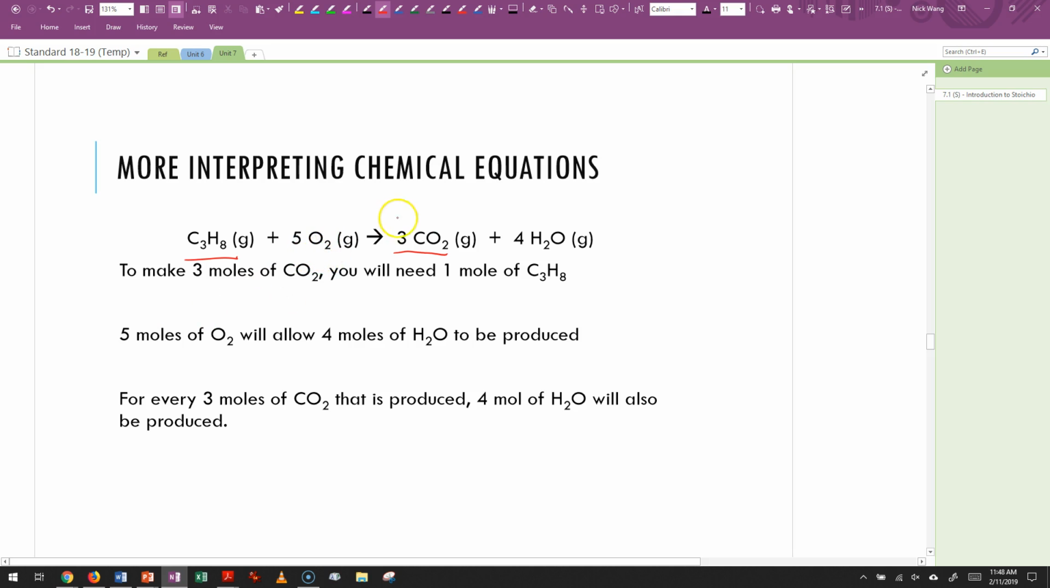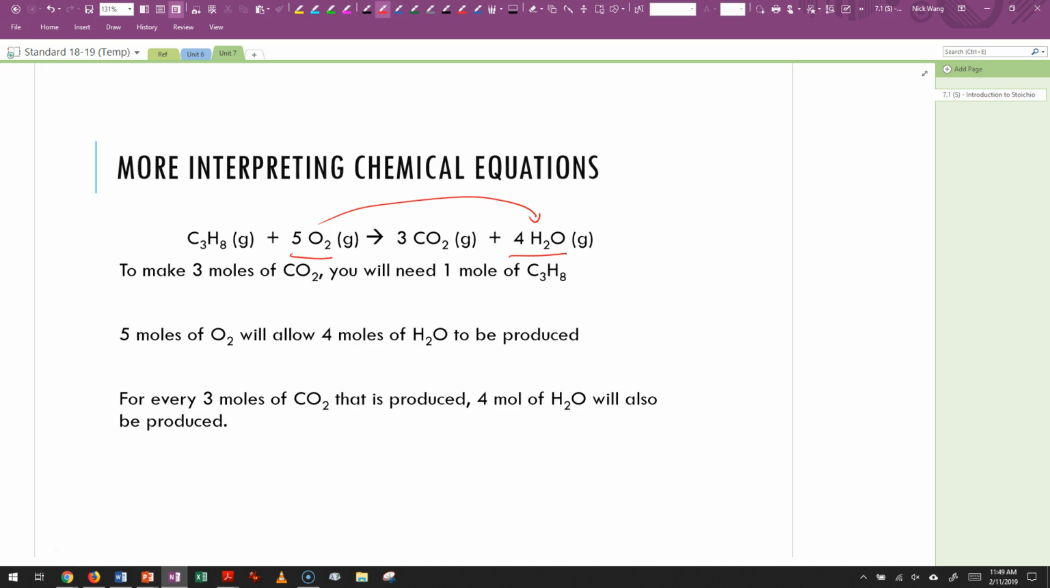And yeah, that means we have to have some O2. But the language really is just focusing on the relationship between these two. Right? Not saying that O2 isn't needed or not reacted or not involved. It's just not a focus of that problem. Same thing with the next line. 5 moles of O2 will allow 4 moles of H2O to be produced, right? So if I'm given an amount that's equal to 5 moles of O2, I could potentially generate 4 moles of H2O. Finally, for every 3 moles of CO2 that's produced, 4 moles of H2O will also be produced.